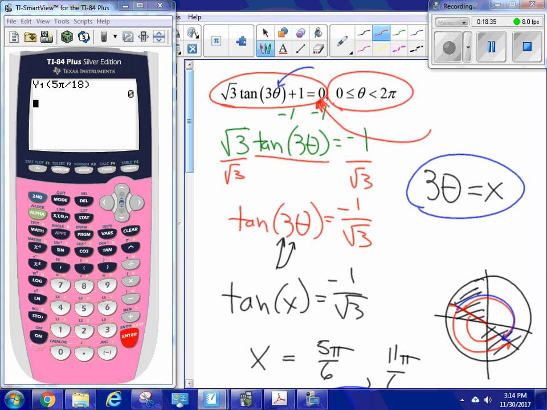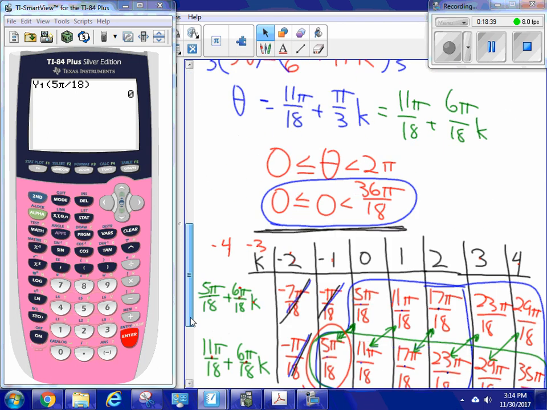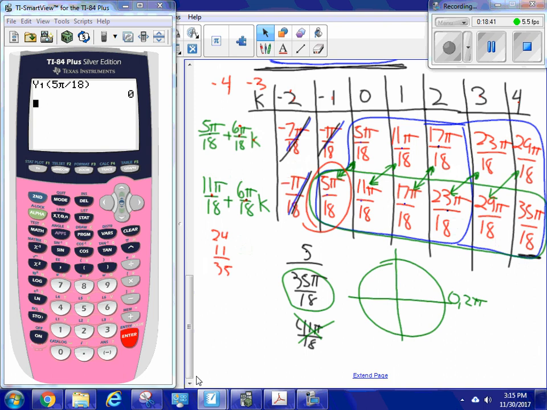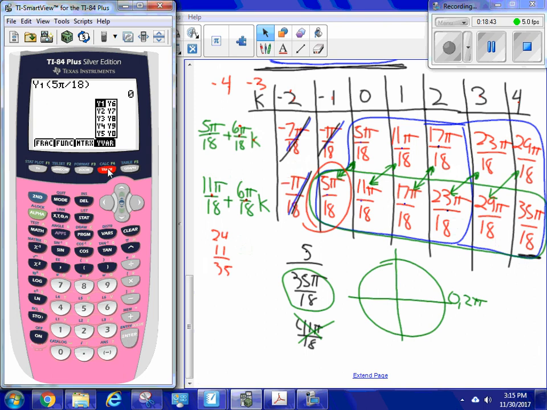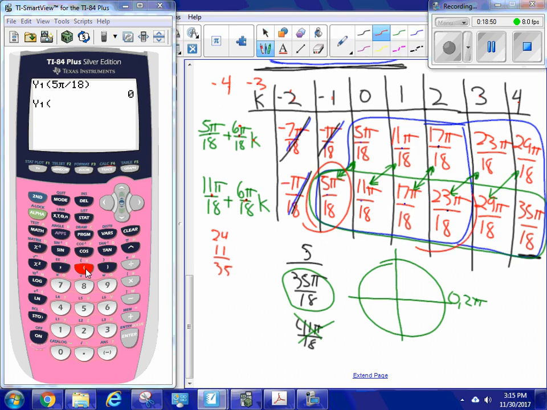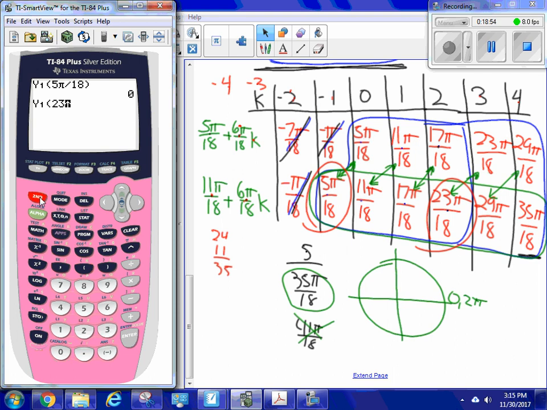That's the answer to the equation, 0. Well, let's just try another one just to make sure we're doing okay. Let's go alpha F4, and I want my y1 function, and I want to evaluate that function for, let's say, 23 pi over 18. So I'll go 23 pi divided by 18, close my parentheses, hit enter, and I get 0.